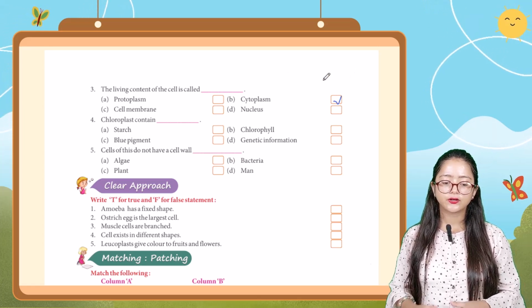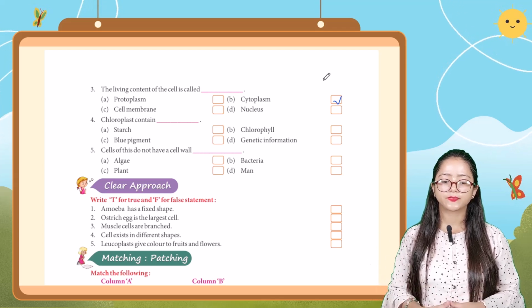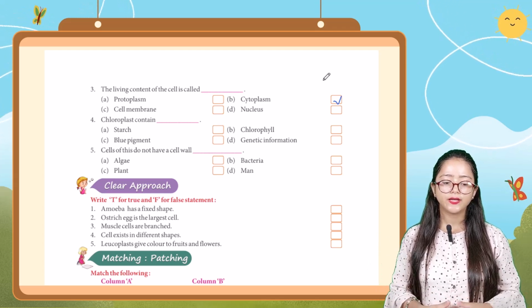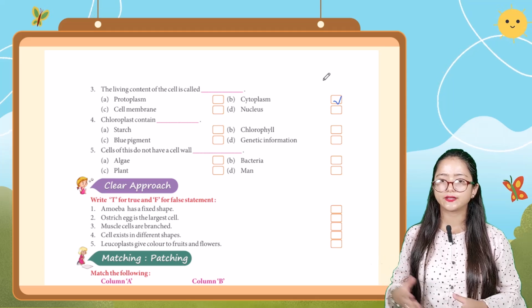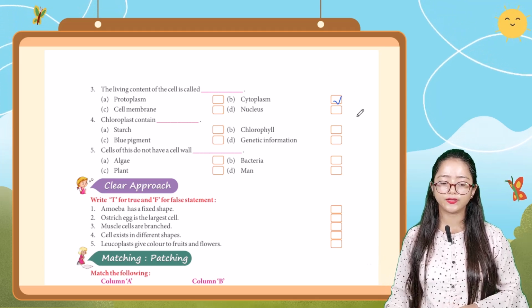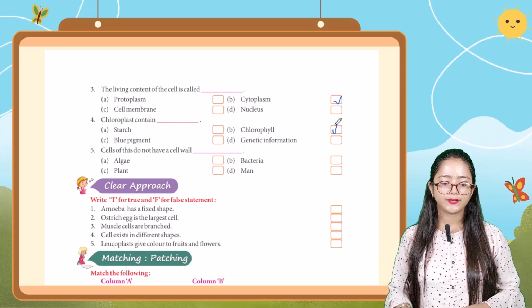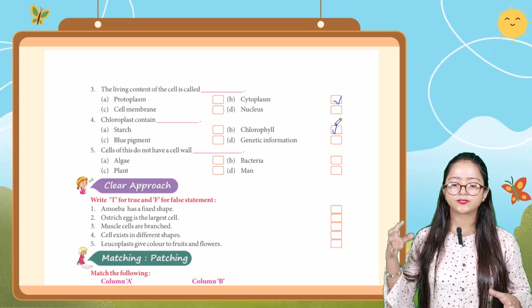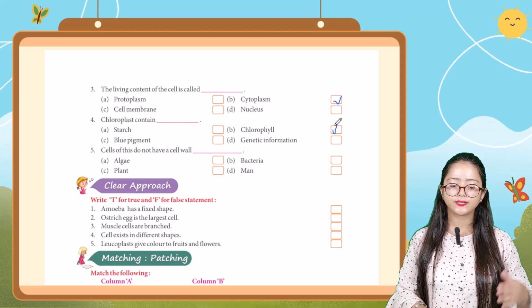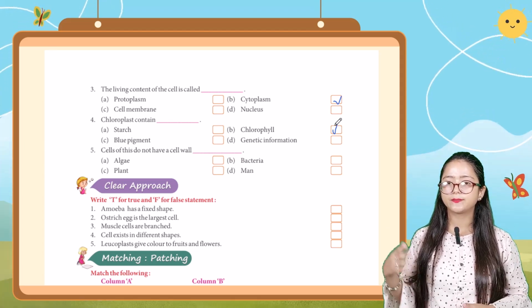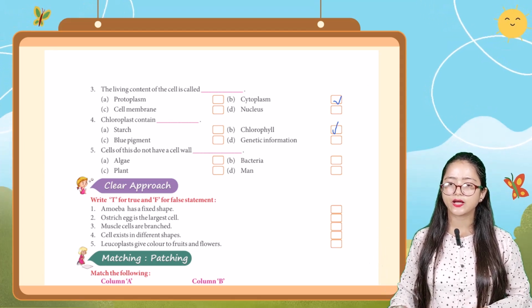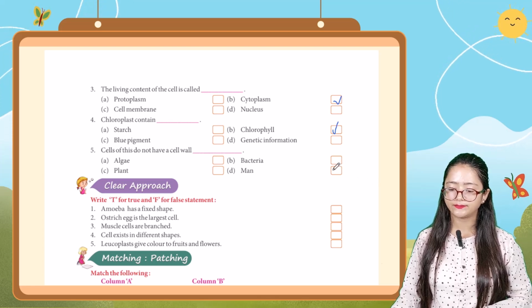Next question, chloroplast contain dash. Is it starch? Is it chlorophyll? Is it blue pigment? Or is it genetic information? So the answer is chlorophyll. Tick that one. Next one, cells of this does not have a cell wall. Is it algae? Is it plant? Is it bacteria? Or is it man? So the answer is man. Tick that one.